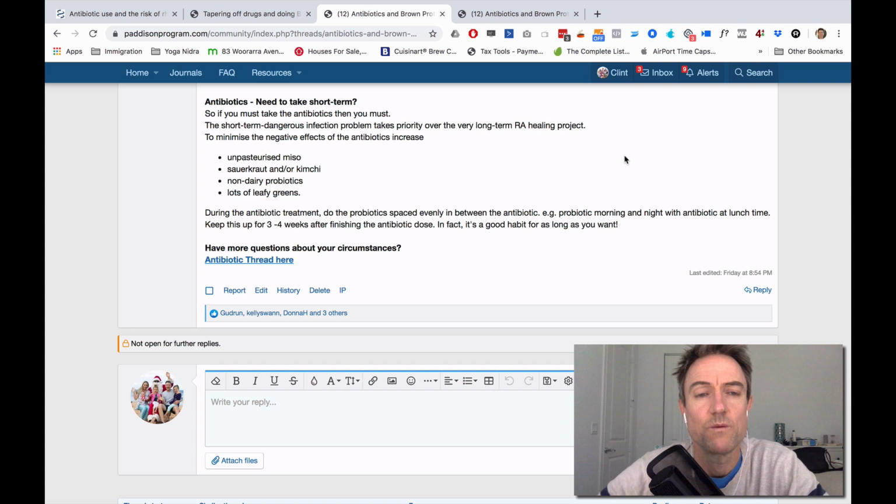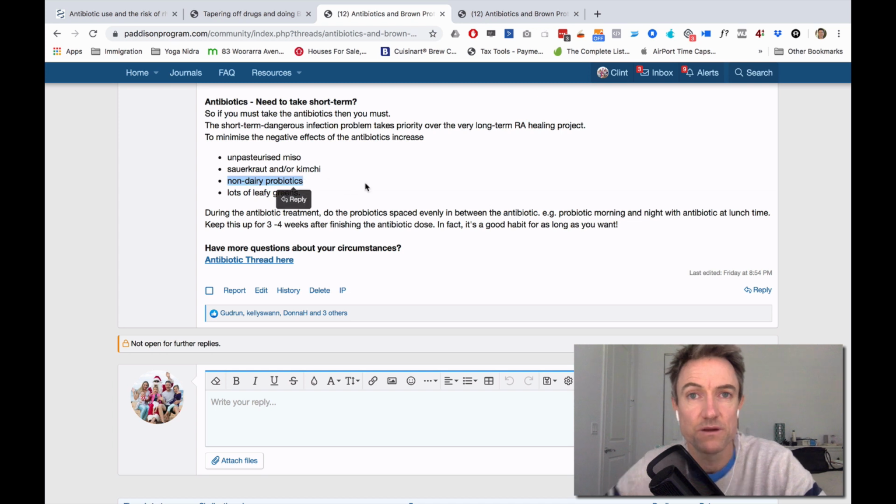And then to minimize them, what we can do is eat quality miso paste. We can eat fermented vegetables like sauerkraut or kimchi. We can take non-dairy probiotics, and it doesn't matter whether you take the refrigerated or non-refrigerated. They're just different technologies of probiotic preparation, so no problem there. In fact, the shelf-stable probiotics are the newer technology. And lots of leafy greens. So we're talking about prebiotics here.